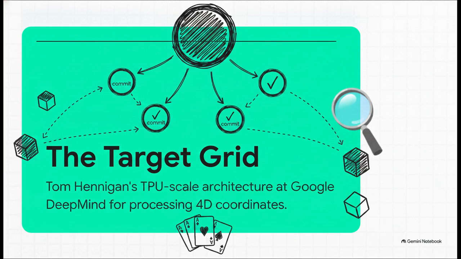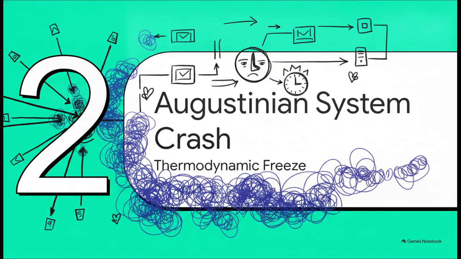The local node has already voted a definitive commit. It has written its unshielded 4D coordinates directly onto this target grid. The data is sent, the cards are on the table. Section 2. The Augustinian system crash.